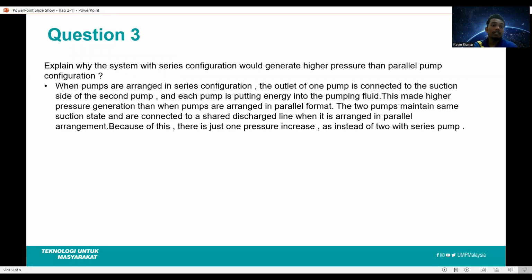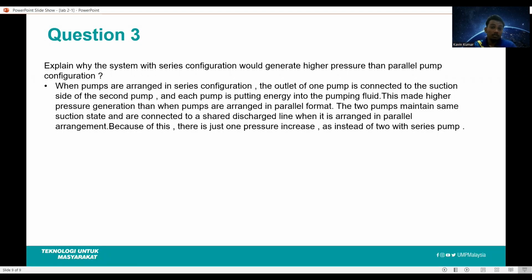As for the third question, explain why the system in series configuration would generate higher pressure than the parallel pump configuration. Whenever we're talking about the series configuration and the parallel configuration, for the series configuration the pumps are arranged in a series way, which might be side by side or front to back. For the parallel arranged pumps, both of them will be experiencing and sharing the same amount of pressure.